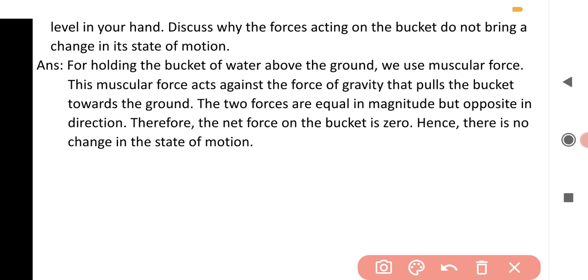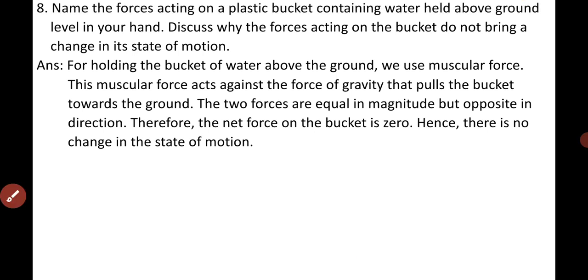Why? Because you are holding the bucket of water, right? You are holding the bucket of water.